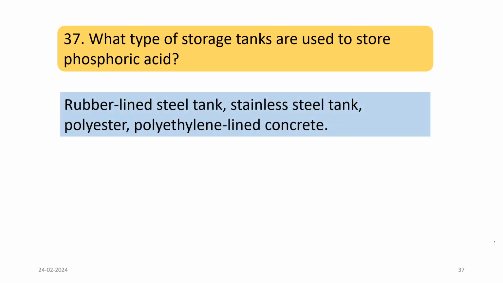So the answer is rubber lined steel tank, stainless steel tank, polyester or polyethylene lined concrete. Because phosphoric acid is corrosive to any kind of metal. So that is why we are using steel tank, stainless steel tank and polymer tank, made of polyester and polyethylene lined concrete. To avoid this corrosiveness, we are using this type of material in the tank.